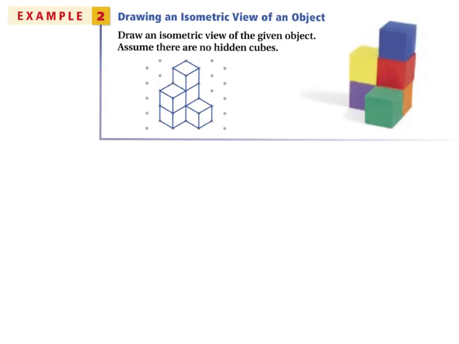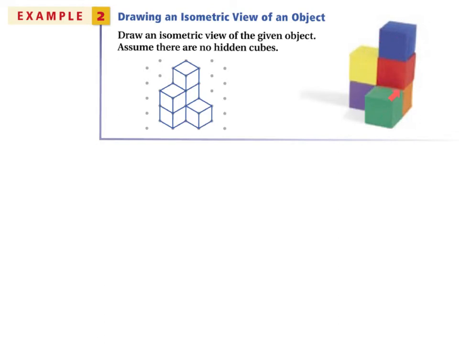Now this is going to be a lot harder than it looks. I've had students actually have a lot of problems drawing something like this. So we're going to take some time in class tomorrow to go over how to draw this as well. But on a computer, example 2, we want to know an isometric view of the given objects. Assume there are no hidden cubes.